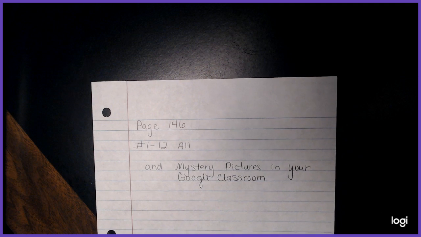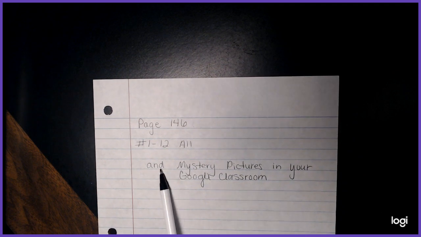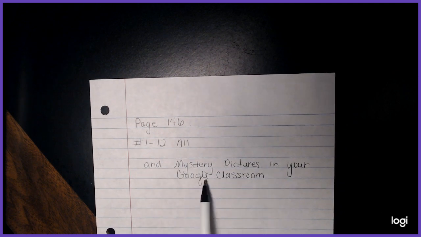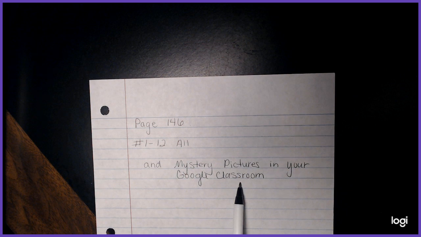When you're done with those 12 problems, the other thing I'm asking you to work on is mystery pictures in your Google Classroom. When you open up your Google Classroom, there are some mystery pictures in there where you have to write the answer to the mathematical problems you see, and then the picture will start coloring in and you will find out what the hidden picture is.